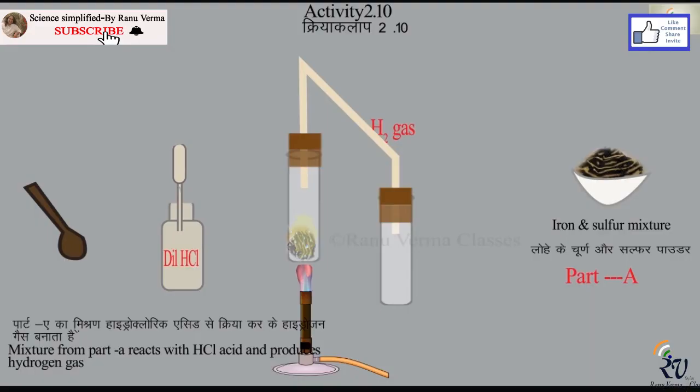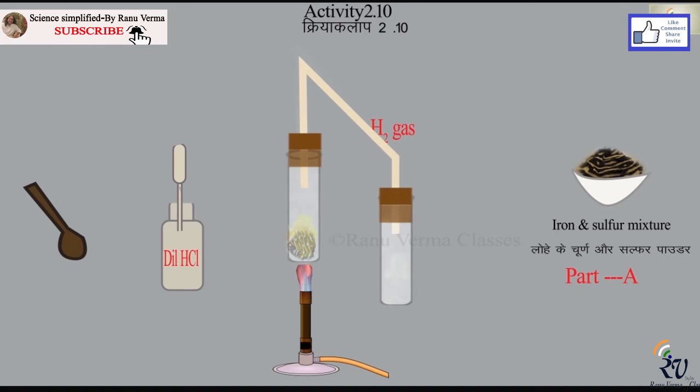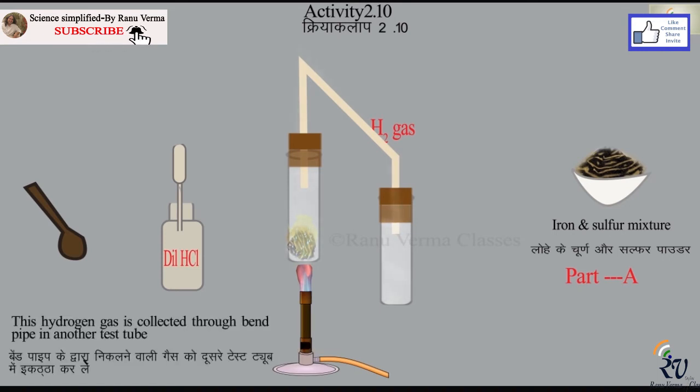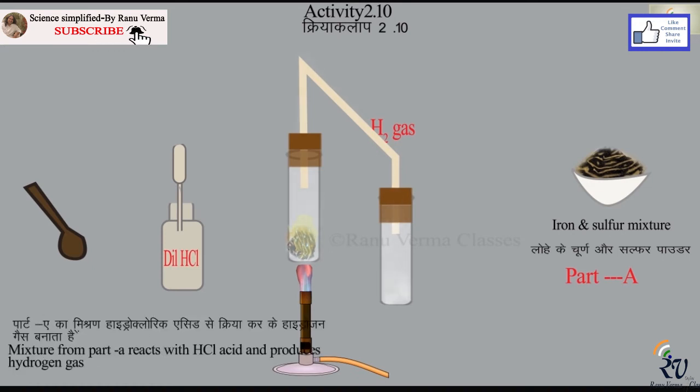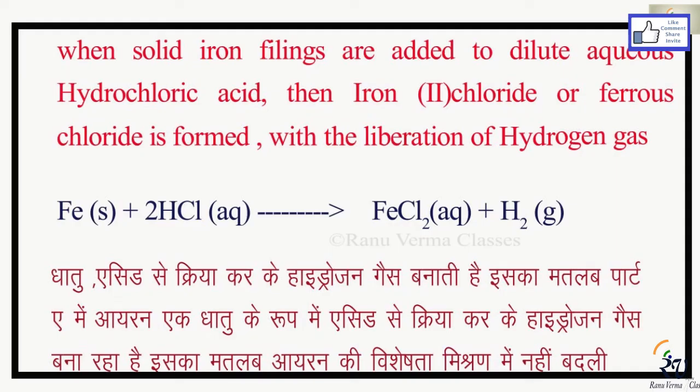So that is the reason when we have added hydrochloric acid to the mixture in part A, the iron which was present in the mixture replaces hydrogen gas. So now we can say in this case also iron is not losing its property. Iron will remain iron only. So again, part A is a mixture.